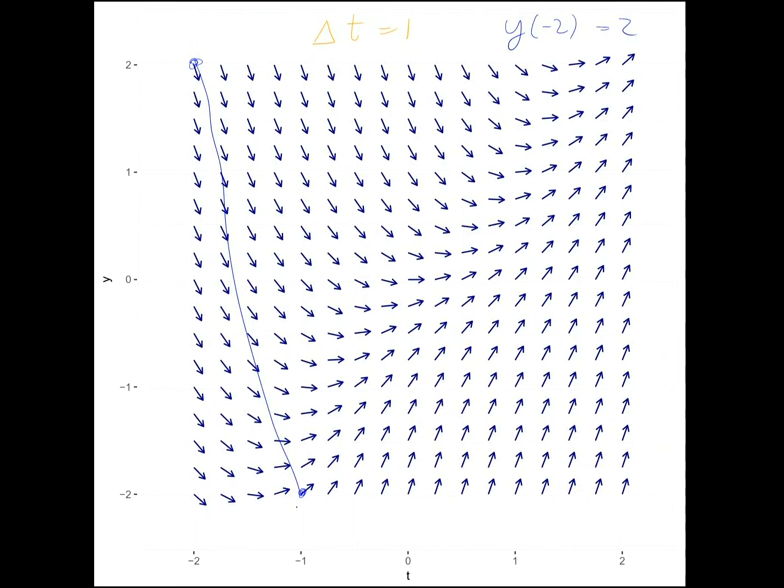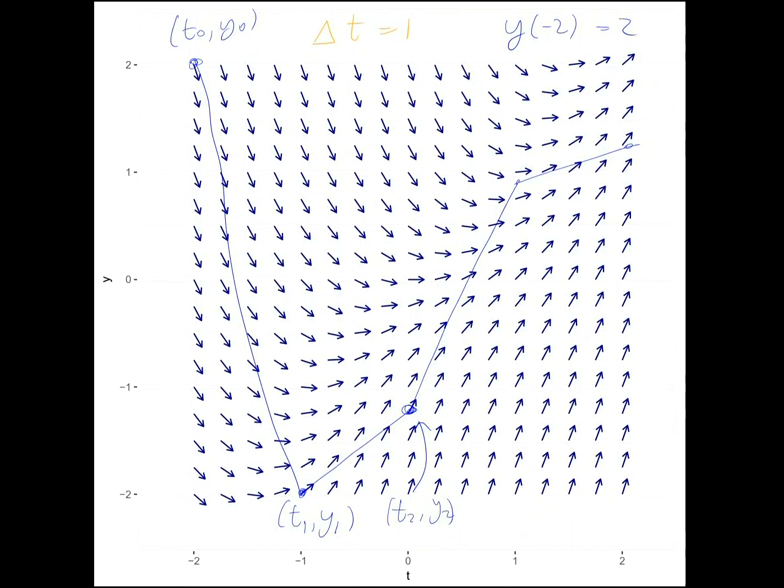So if this is t0, y0, then this is the point t1, y1. Then I go in the direction of this vector. This is going to be my t2, y2. Then I go in the direction of this vector, then in the direction of this vector, and so on. This is if delta t is 1.